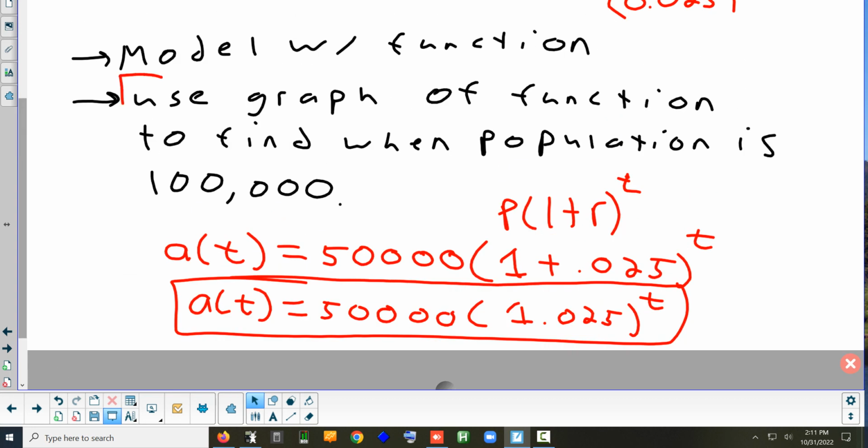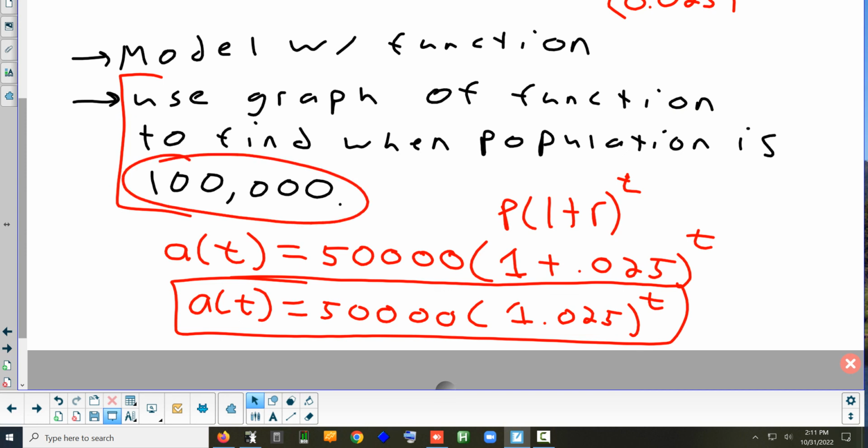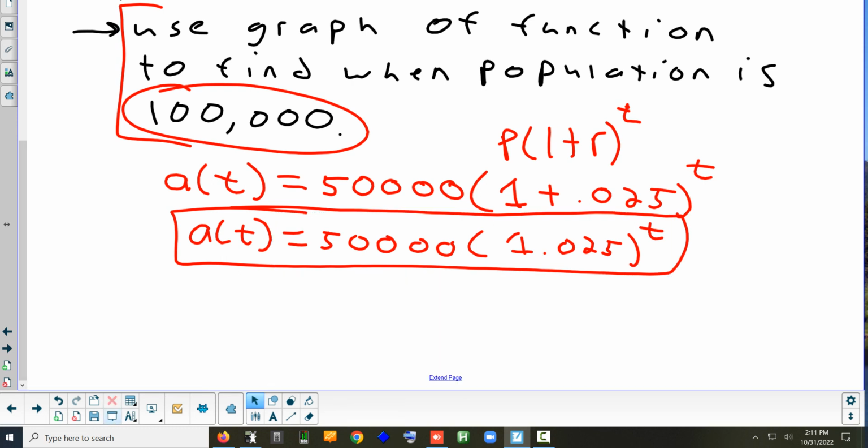This question is not about 20 years or 30 years going by. It's asking you to figure out when you hit 100,000 people. So the number that they're giving you, 100,000, that's not a time. That's an amount of people. So where would 100,000 go? On the left? Or for the T? It's going to go on the left. It's going to replace A of T. So we have 100,000 on the left.